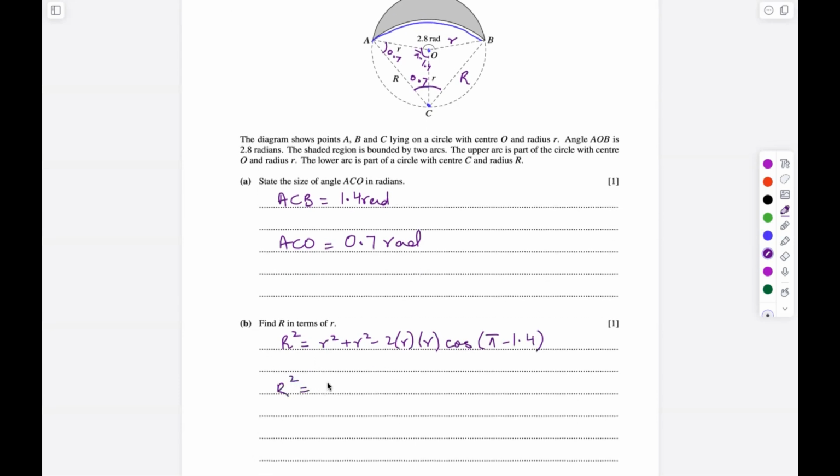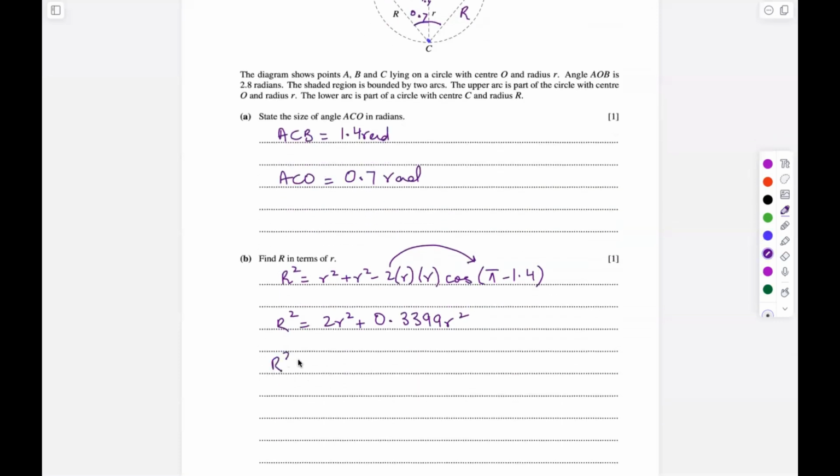Simplifying this, we'll get R squared equals 2r squared minus, now substituting cos of pi minus 1.4 in the calculator and keeping our calculator in radian mode, multiplying it by 2, we'll get 0.33. So this will be a minus 0.33. So this will become a plus, and this will become 2r squared plus, multiplying 2 by cos of pi minus 1.4, we'll get 0.3399. So this will become 0.3399 r squared.